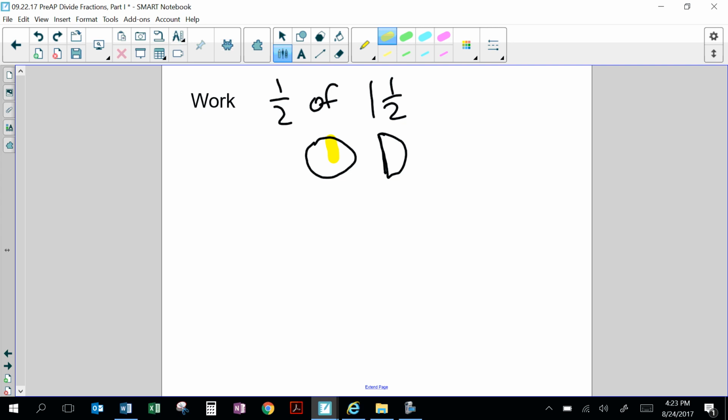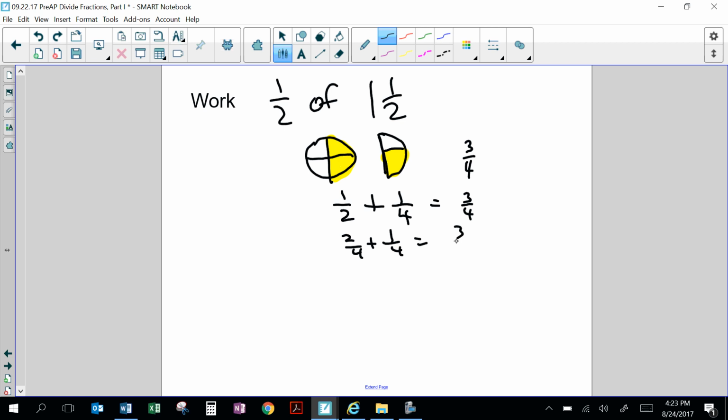So half, and this is half. This is one way to do it. So I see one half is shaded plus one fourth is shaded. Or I could split this into fourths. One fourth plus one fourth plus one fourth is 3/4. One half plus one fourth equals 3/4. I rename 1 half as 2 fourths plus 1 fourth is 3 fourths.